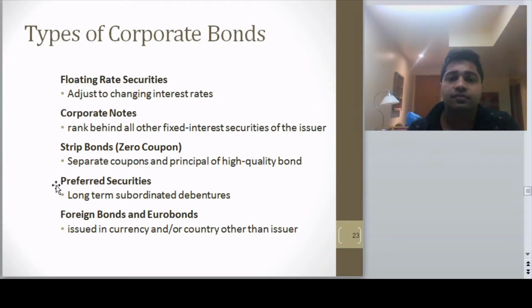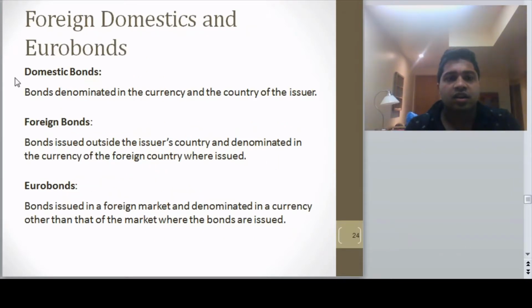Okay. Preferred securities are long-term subordinated debentures. Foreign bonds and eurobonds are issued in a currency or country other than the issuer's. So there are three types of foreign and domestic issues. Domestic bonds are bonds denominated in the currency and the country of issue. So a Canadian company issues bonds in Canada in Canadian dollars. So these three parameters check, then it's a domestic bond.